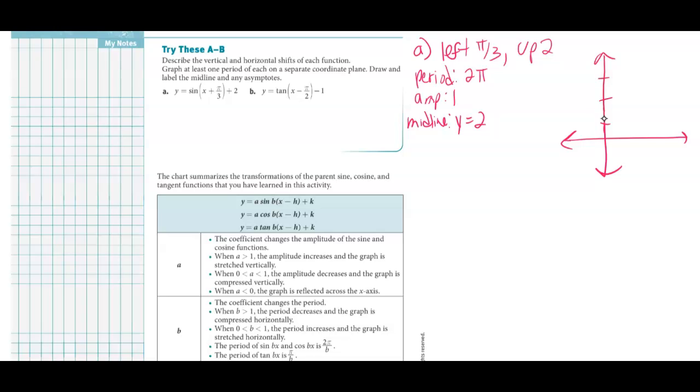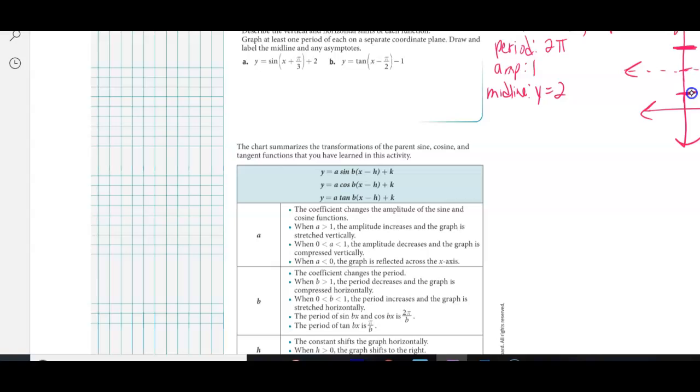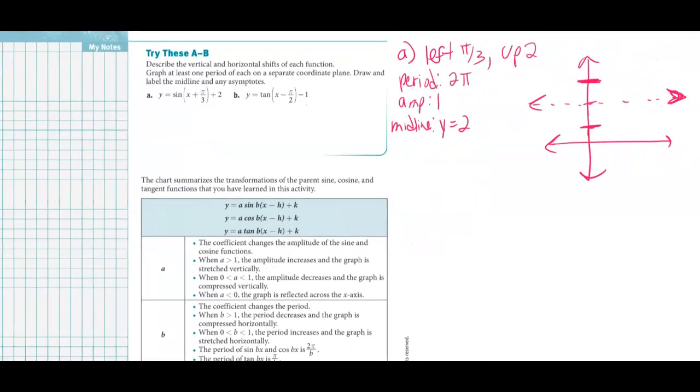And what I like to do is deal with my y's first. So my amplitude is 1 and my midline is y equals 2. So I like to throw that midline on there, and then I've got my up 1, down 1, that's my amplitude. And so I know that all my action is going to oscillate between those two darkened marks. And again, that just kind of helps me to visualize where I'm going and what I'm starting with.